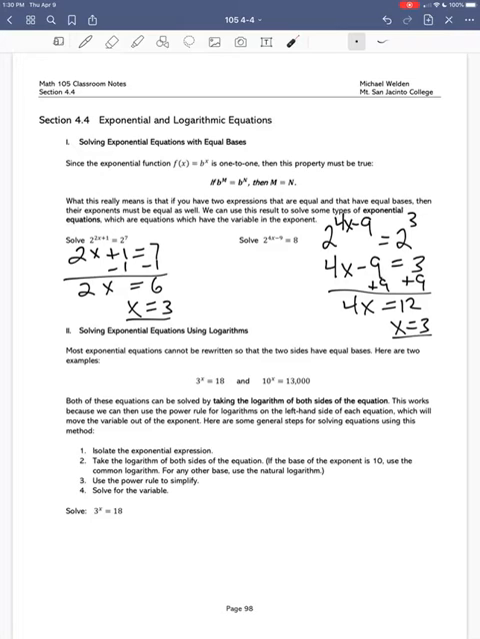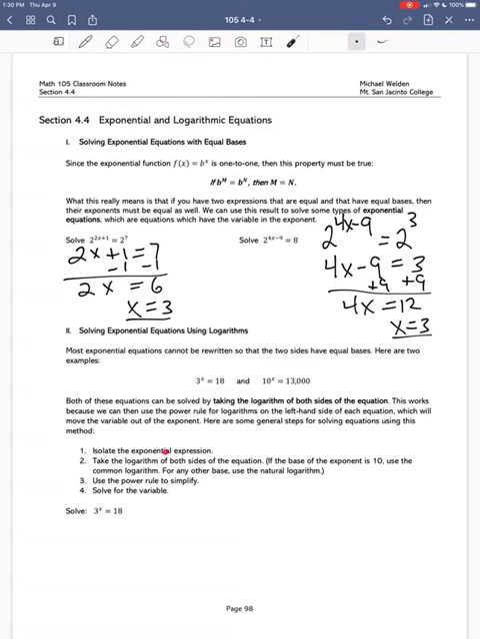Also, it's not always going to be true that I'm going to be able to get equal bases on both sides of the equation like I was able to do in these two problems. So that's the second type. If you can't get bases equal to each other, I can usually solve these kinds of equations by using logarithms. Like here, 3 to the x equals 18, I can't rewrite 18 as 3 to a power. If it was 9, I could write 3 squared. If it was 27, I could write 3 cubed. But there's no way to do that with 18.